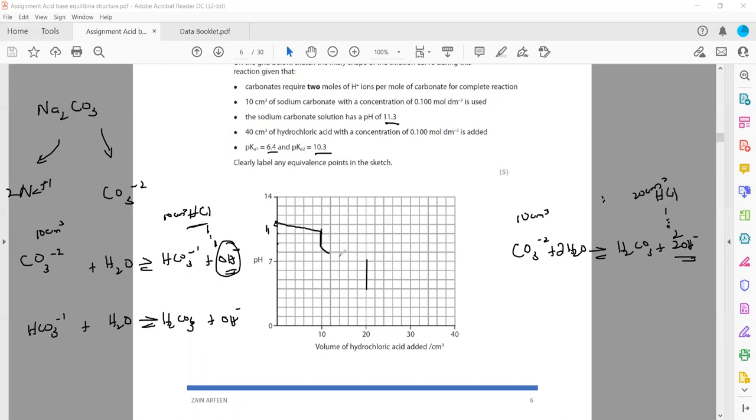But then most of them, as carbonate ion has a tendency to accept two protons, will produce two OH- ions and we need twice the volume. That's why the volume of hydrochloric acid will be twice. And then hydrochloric acid is a strong acid, so it will end at pH 1. Is it clear that the equivalence points will be at 10 and 20?